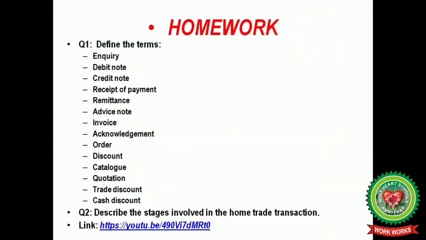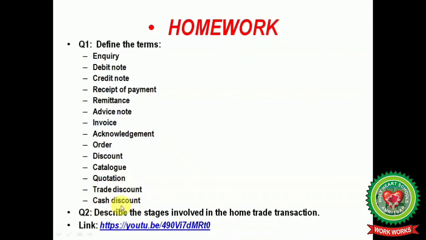So now the time is for homework. You have to write the question answers. Your first question is define the terms. The terms are inquiry, debit note, credit note, receipt of payment, remittance, advice note, invoice, acknowledgement, order, discount, catalog, quotation, trade discount and cash discount.